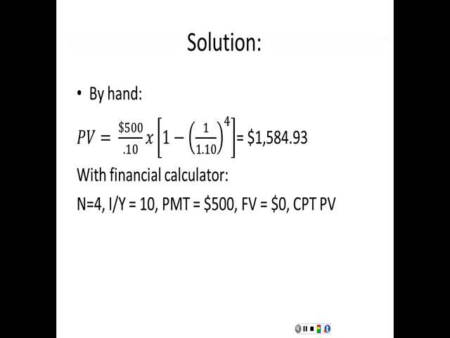Here's the solution. Of course, hit pause if you need to review this for a while. We plug 500 in for the payment, 0.1 for our rate, and 4 since we have 4 payments of $500. We solve by hand and we get $1584.93. So conceptually, this is the amount of money I need in the account to withdraw $2,000 worth of money.